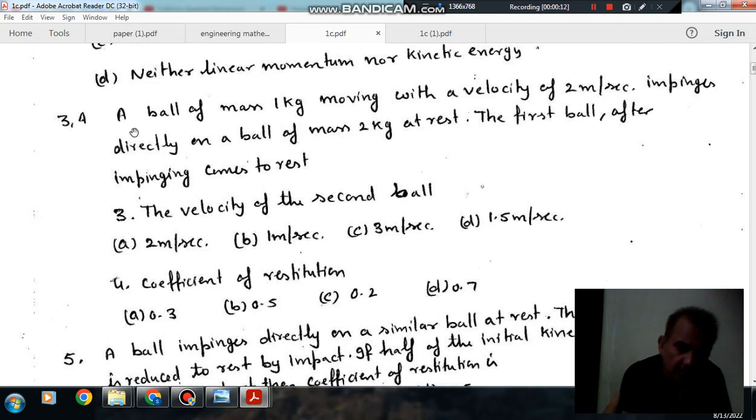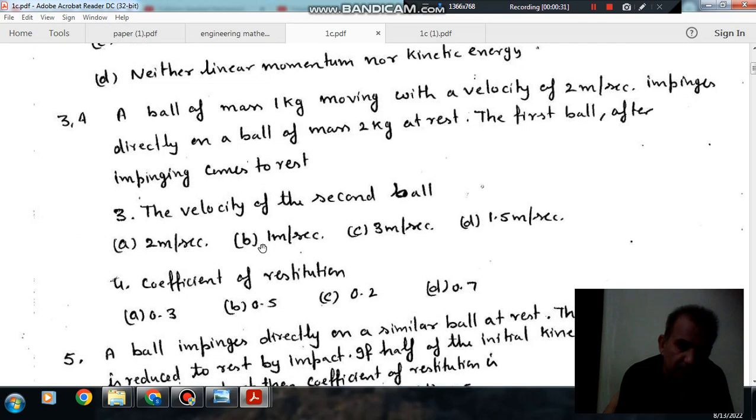The statement is: a ball of mass 1 kg moving with a velocity of 2 meter per second impinges directly on a ball of mass 2 kg at rest. The first ball after impinging comes to rest. So question number 3 is the velocity of the second ball.